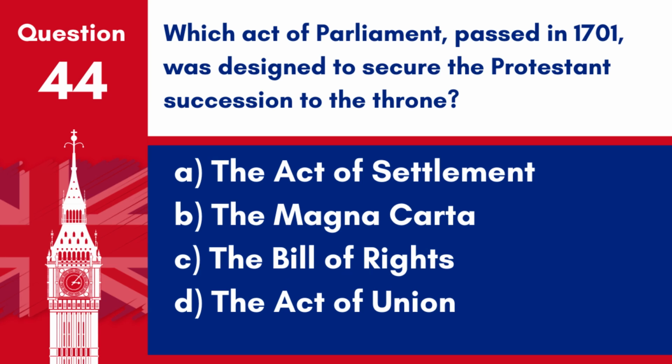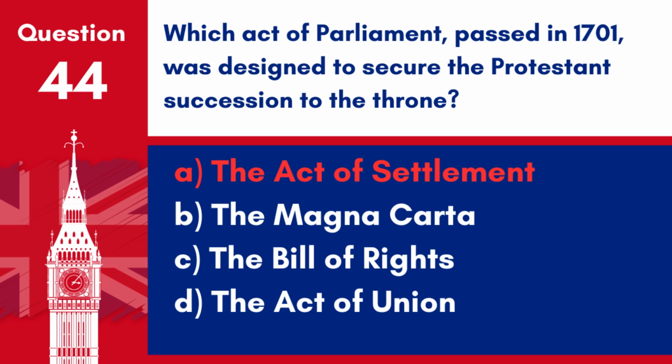Question 44. Which Act of Parliament, passed in 1701, was designed to secure the Protestant succession to the throne? A. The Act of Settlement. B. The Magna Carta. C. The Bill of Rights. D. The Act of Union.